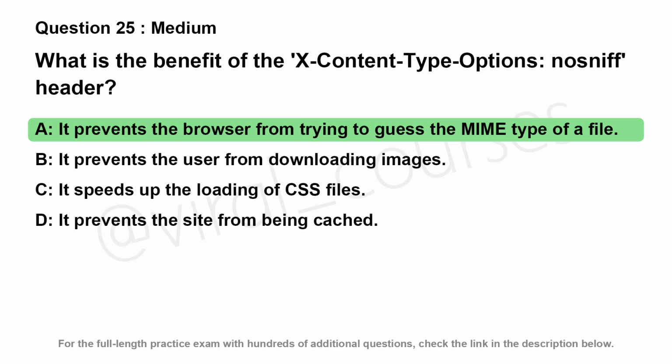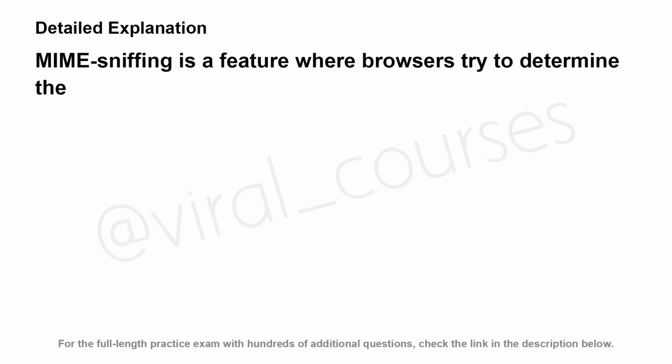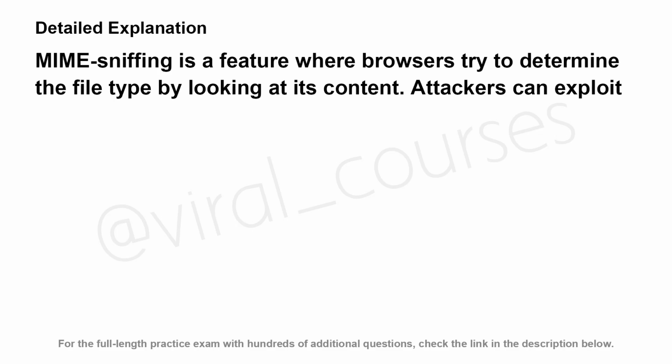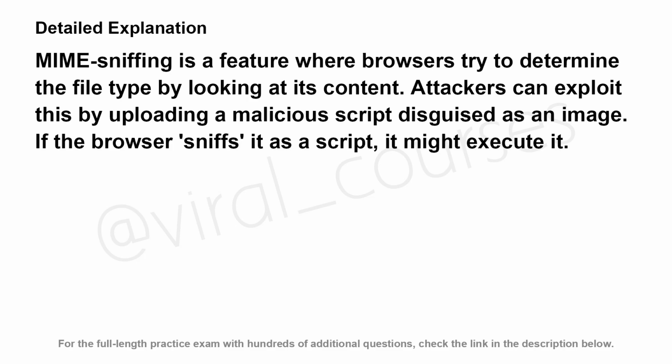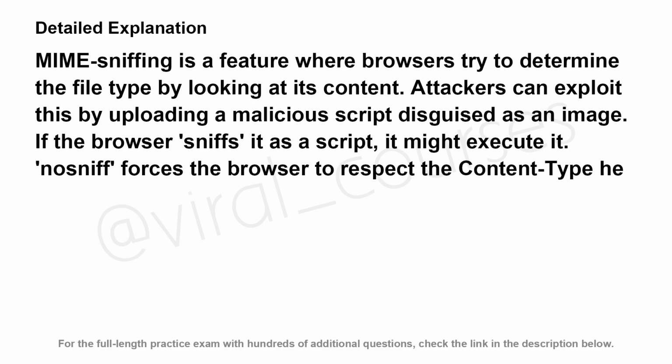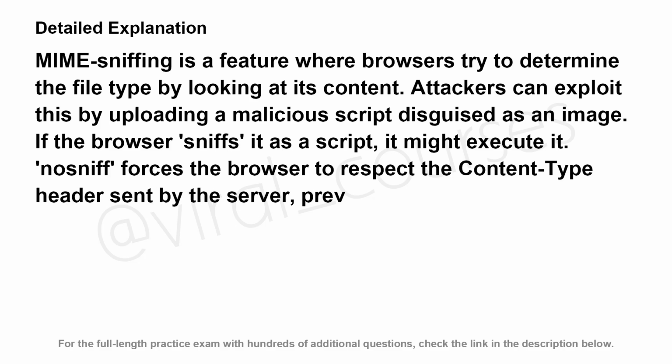The correct answer is A. MIME sniffing is a feature where browsers try to determine the file type by looking at its content. Attackers can exploit this by uploading a malicious script disguised as an image. If the browser sniffs it as a script, it might execute it. Nosniff forces the browser to respect the content type header sent by the server, preventing this type of bypass.